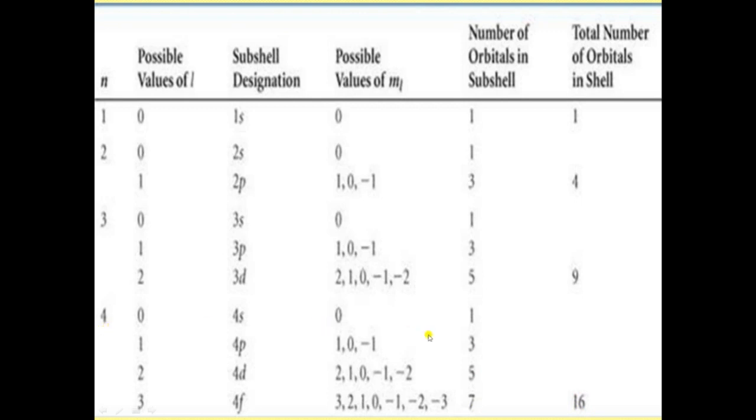Now you know that in one orbital 2 electrons can be present. So in 16 orbitals, 16 into 2, that is equal to 32. 32 electrons are present in the fourth shell. In the same way, in the third shell, 9 orbitals are present, so 9 into 2, 18 electrons are present. In the second shell, 4 into 2, 8 electrons are present. And in the first shell, 2 electrons are present.